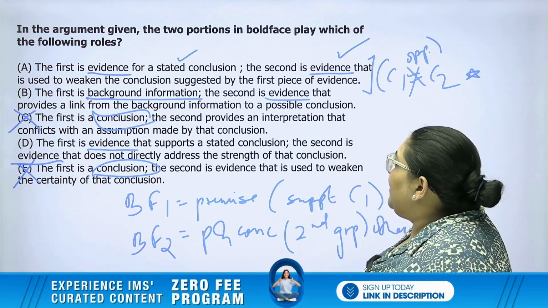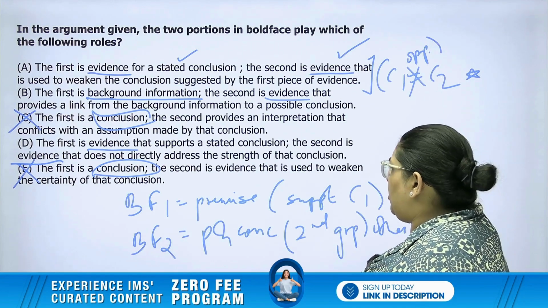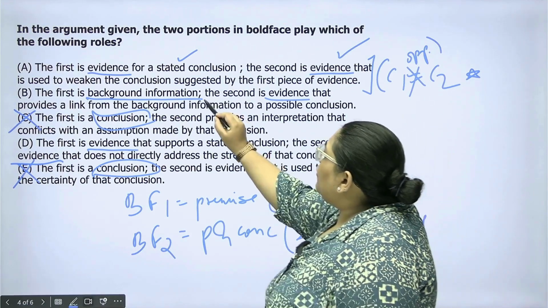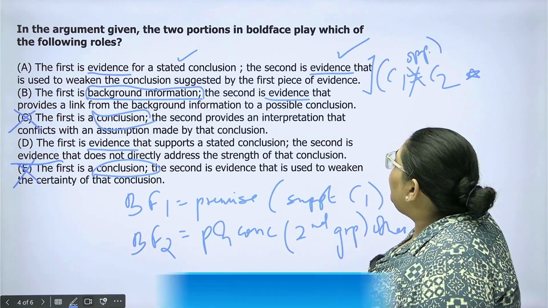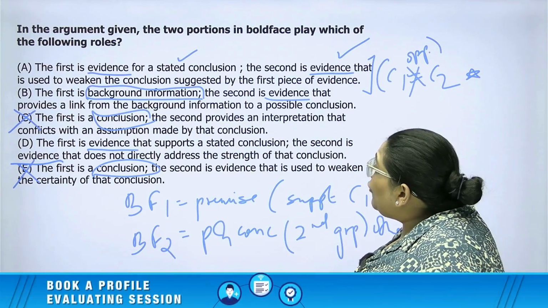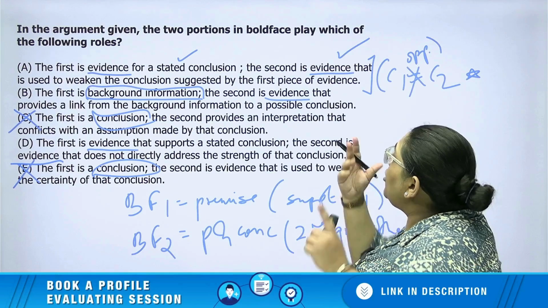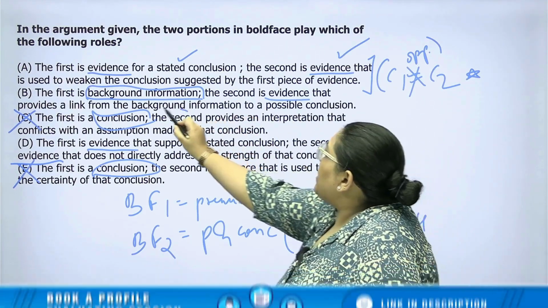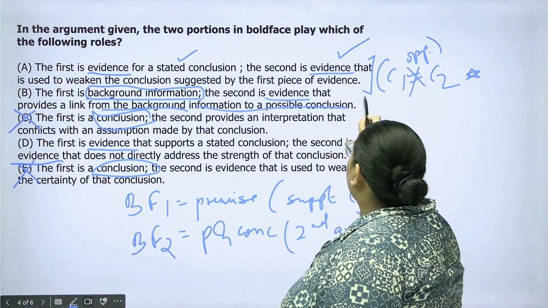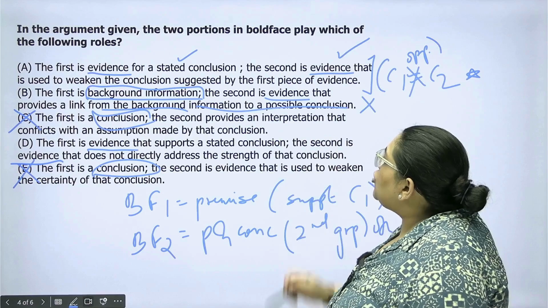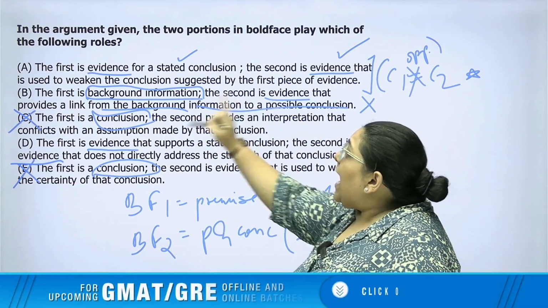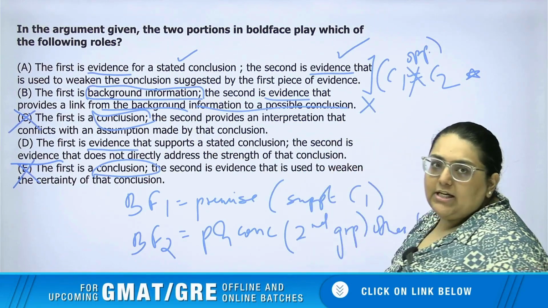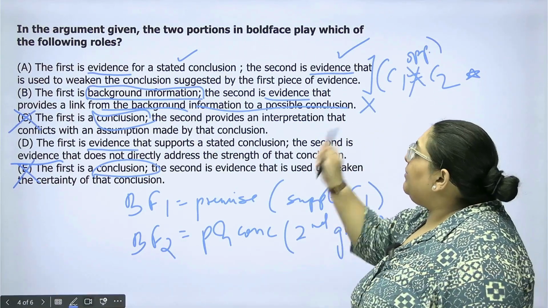Let's have a look at B. First is background information. Okay, I am actually doubtful about background information, but let's read ahead. The second is evidence that provides a link from the background information to a possible conclusion. This is completely incorrect because the second is not supporting that background information, or the second and the first are not supporting each other. So we can eliminate B option.